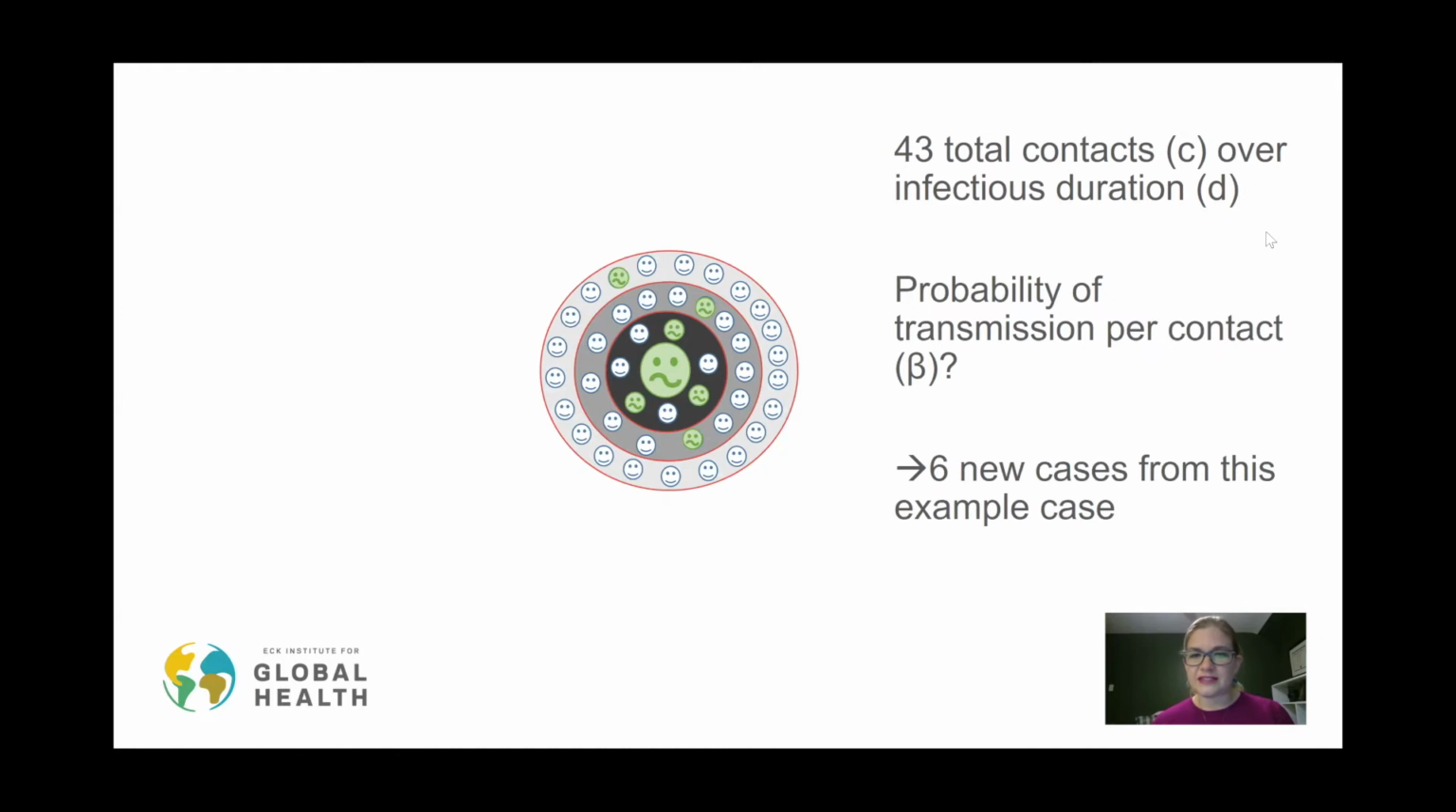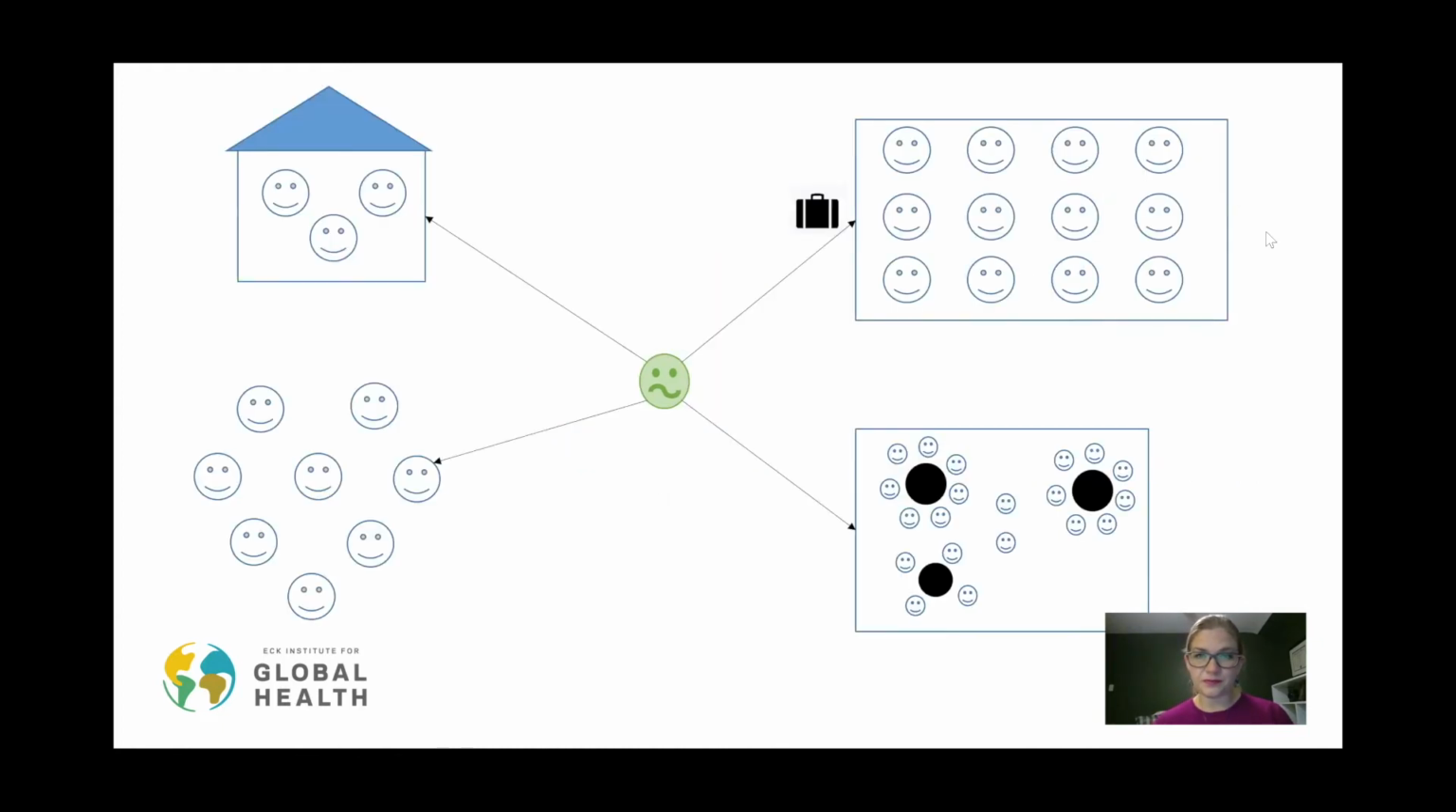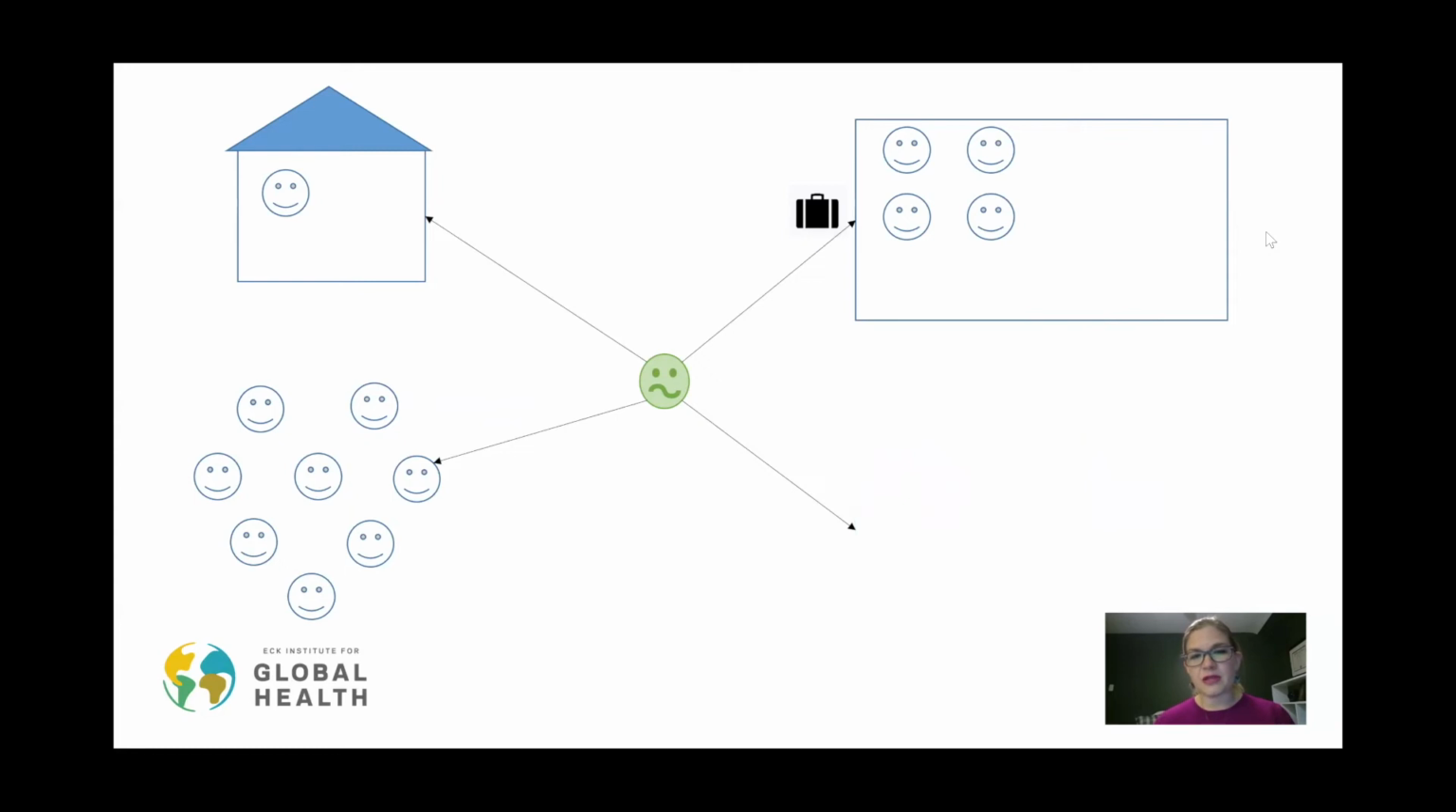So overall, this case ended up causing 6 new cases in this example. So let's look at a different person who's going to be causing fewer infections. So let's say that for this person, they only live with one person at home. And in their work environment, they're exposed to only a couple of contacts. And let's say that they don't go to any restaurant, but they do socialize with a group of friends. So 4 contacts in that setting. And let's say that their other random contacts in the community stay pretty consistent.